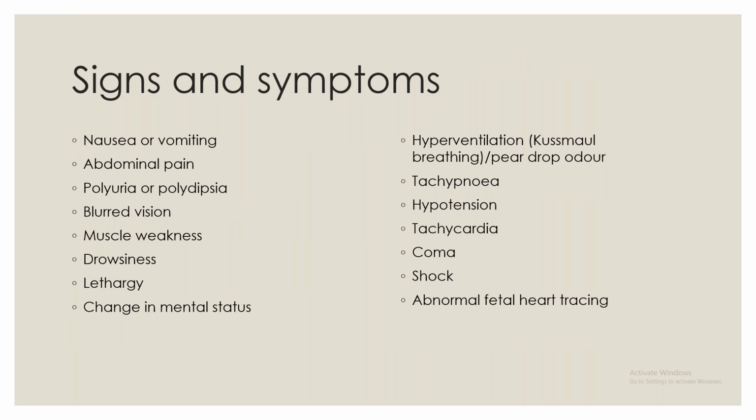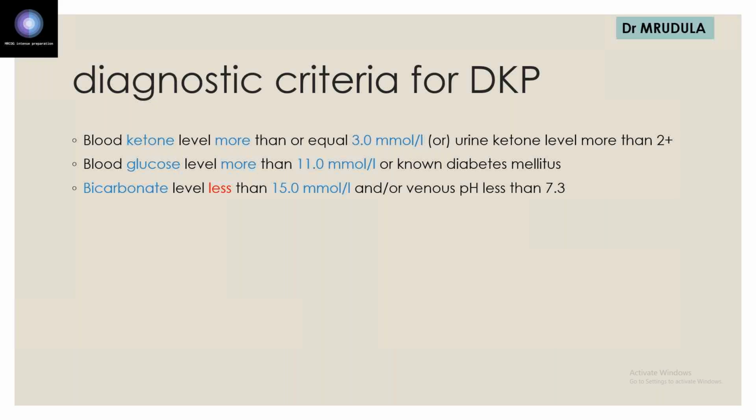What are the signs and symptoms? Signs and symptoms can be very subtle or they can be very severe also. They range from nausea, vomiting, pain in abdomen, polyuria, polydipsia, blurred vision, muscle weakness, drowsiness, lethargy. All these are normal signs and symptoms of pregnancy also. But along with that, sometimes you get very severe symptoms like hypotension, tachycardia, coma, and shock also, and it will lead to abnormal fetal heart pacing. Also, there will be hyperventilation, that is Kussmaul breathing, or a fruity odor to the breathing. Okay, this is because of ketoacidosis.